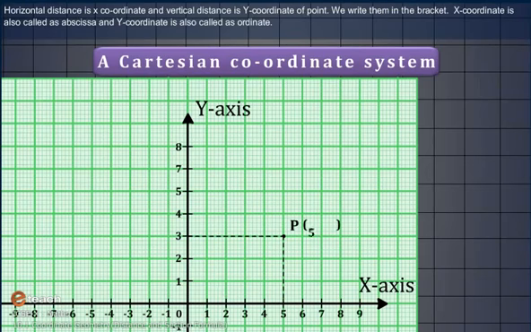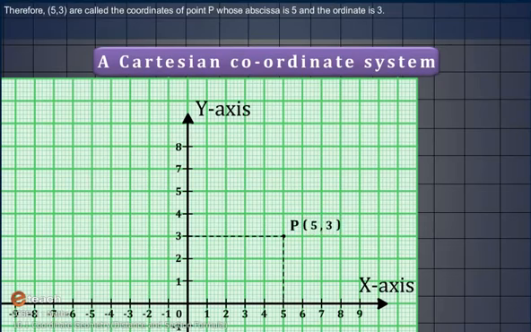Horizontal distance is x-coordinate and vertical distance is the y-coordinate of the point. We write them in the bracket. The x-coordinate is also called abscissa and y-coordinate is also called ordinate. Therefore, 5, 3 are called the coordinates of point P whose abscissa is 5 and ordinate is 3.